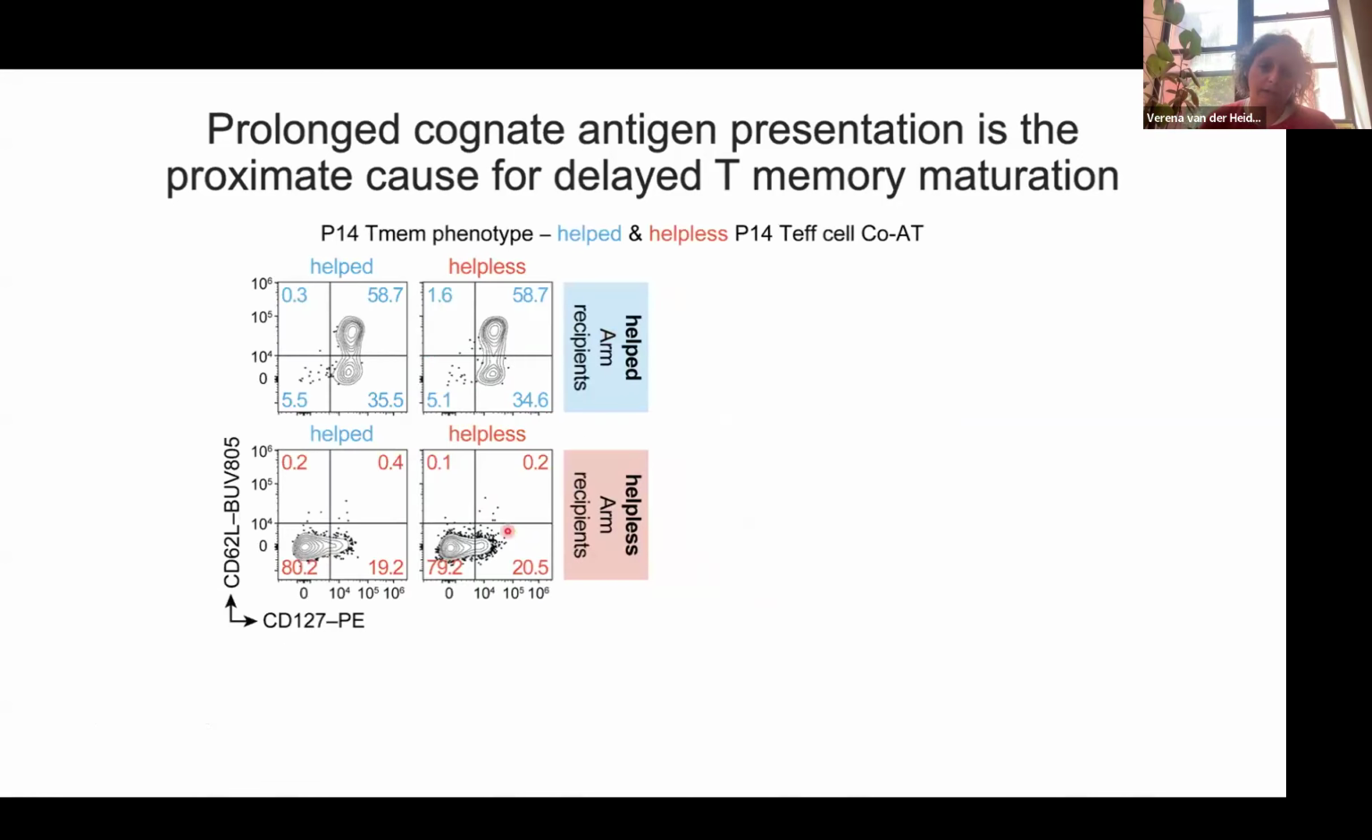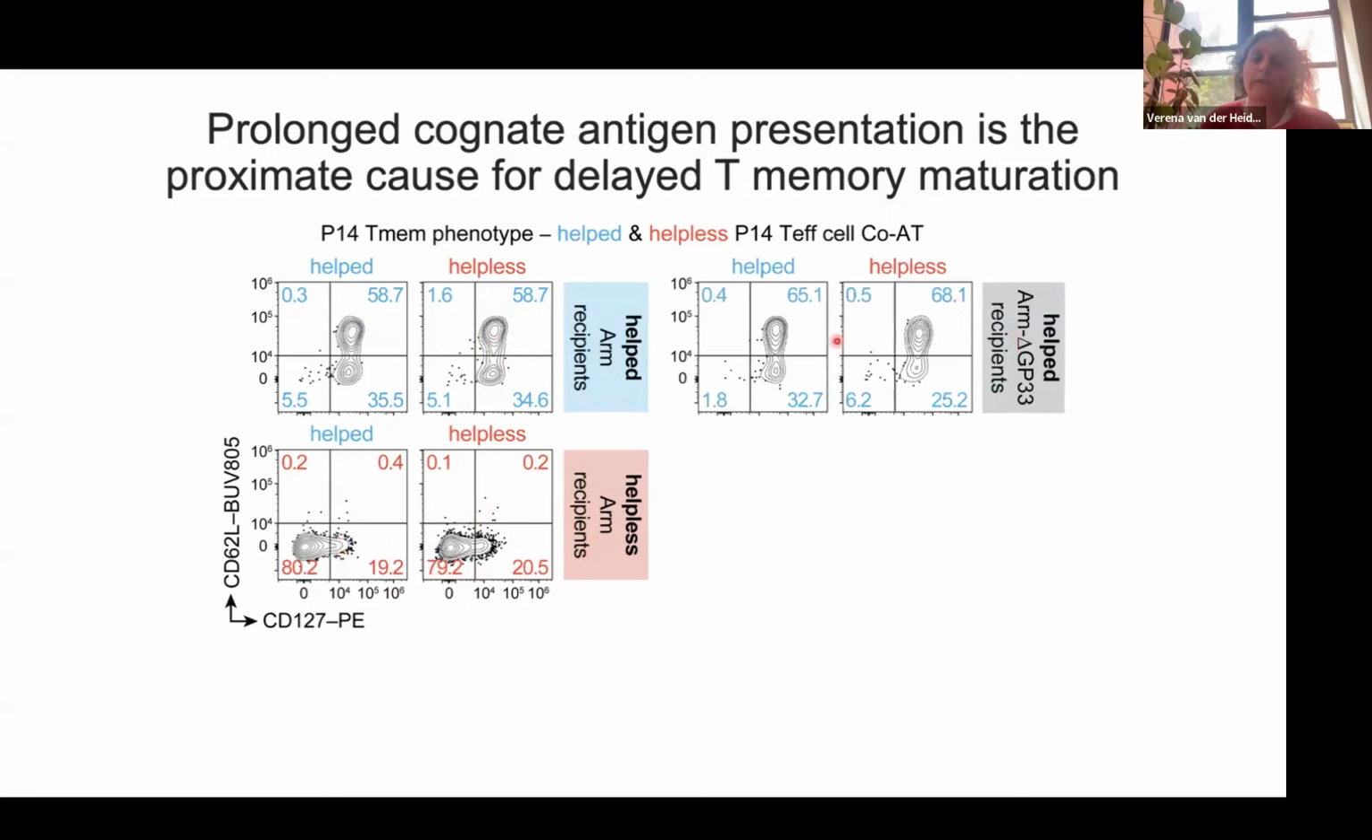And then this is basically a control for this experiment where you can see that similar to what I had shown you before, when you transfer help cells into helped recipients, obviously they stay helped. When you transfer helpless P14s into a helped recipient, they also become helped and eventually look very similar to the helped counterparts. And when you transfer the same pooled population into a helpless recipient, both of them obviously become helpless.